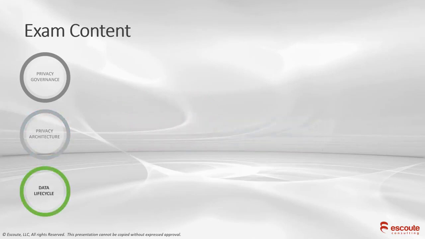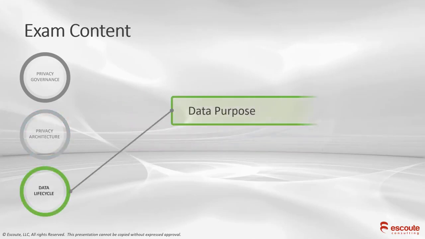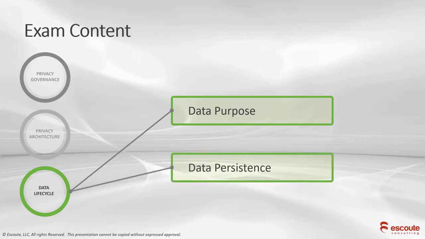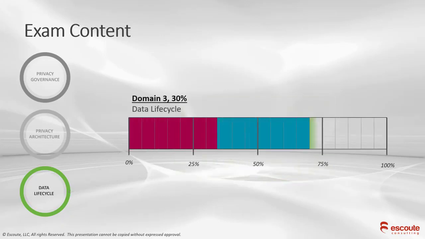The third domain we have is data lifecycle. There are two areas under data lifecycle. The first is data purpose, where we really discuss data inventory and classification, quality and accuracy, data flow and usage diagrams, and data use limitation and data analytics. And then we have data persistence, which focuses on minimalization, migration, storage, warehousing, retention, archiving, and finally, data destruction. Under this domain, you can find about 30% of the exam questions from data lifecycle.